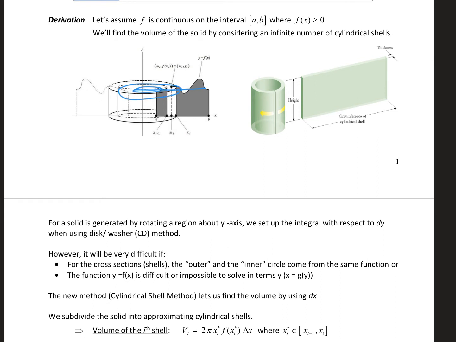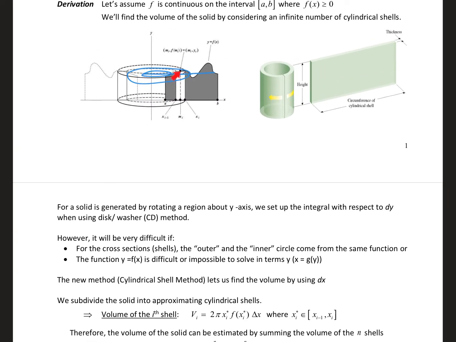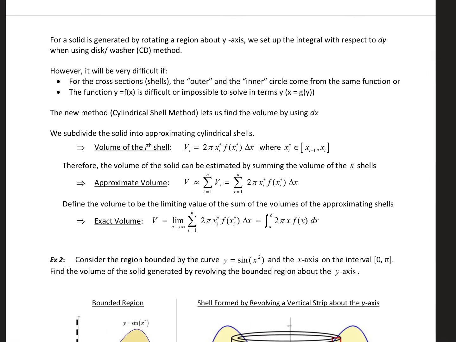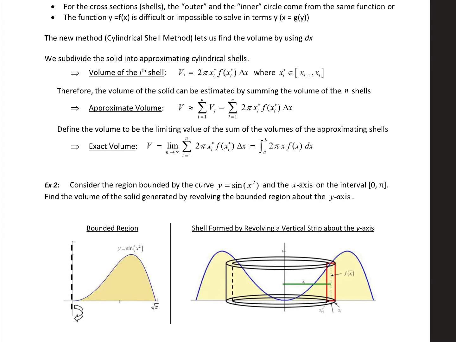So when that's the case, the cross-sectional method, like in the previous section, will not work, because, wait, this is the same function, right? So that's not going to happen. And also, there are functions that are difficult or impossible to solve in terms of y. If I'm doing the cross-section or washer method that we talked about in the last worksheet this way, then I have to do it in dy, but what if I can't write this function in terms of y? Then it's going to be another hard one to do that way. So this just gives you the new method, the cylindrical shell method, an alternate way to find the integral. Okay, so if you look at the formula here, eventually we have that.